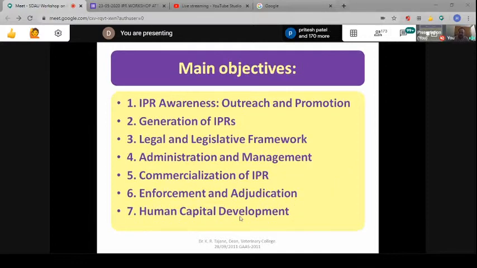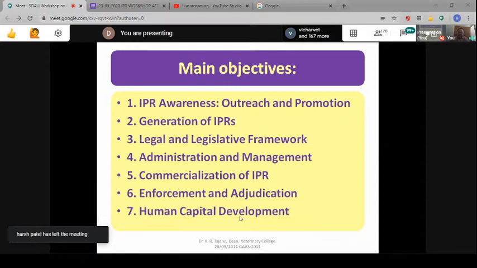Now the major objective of this National IPR policy 2016 is to bring IPR awareness through outreach and promotion. There are a lot of seminars and workshops organized by councils of many governments and non-government organizations, to bring awareness in the field of intellectual property rights. Then, this policy is aimed to provide the legal and legislative framework to facilitate the filing of patents, intellectual property rights and other procedures.